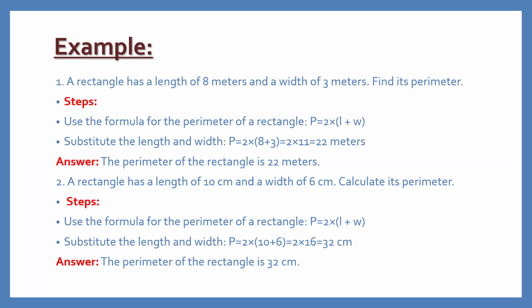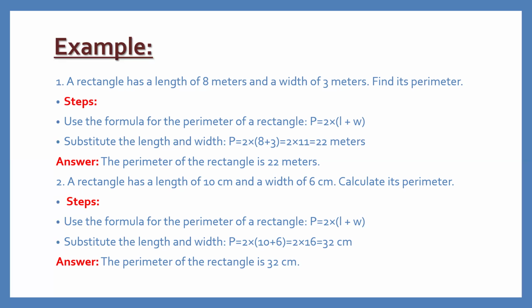Now here is the second example. A rectangle has a length of 10 centimeters and a width of 6 centimeters. You are asked to calculate its perimeter. So the steps are, first, write the formula. The formula is P equals 2 into (length plus width), L and W. Substitute the values, which are 10 and 6. 10 plus 6, you will get 16. Multiply by 2, 16 twos are 32. Unit is centimeter. Therefore, the final answer is: the perimeter of the rectangle is 32 centimeters.